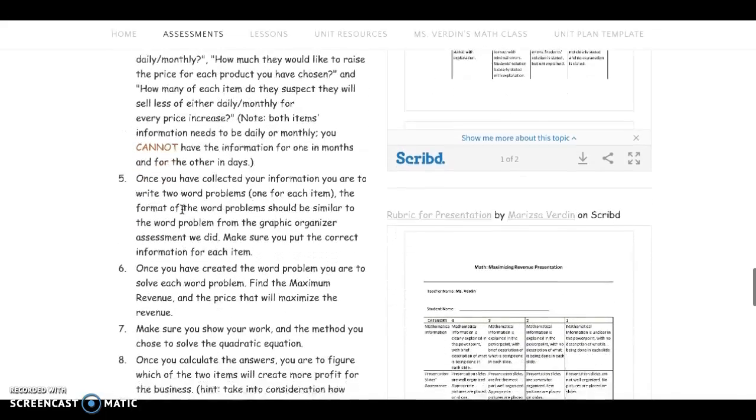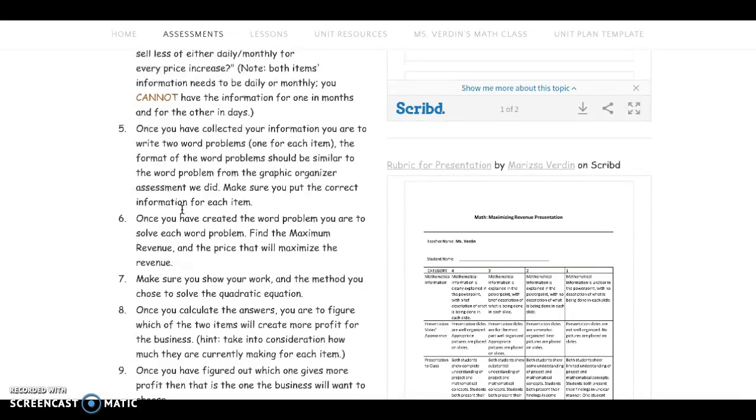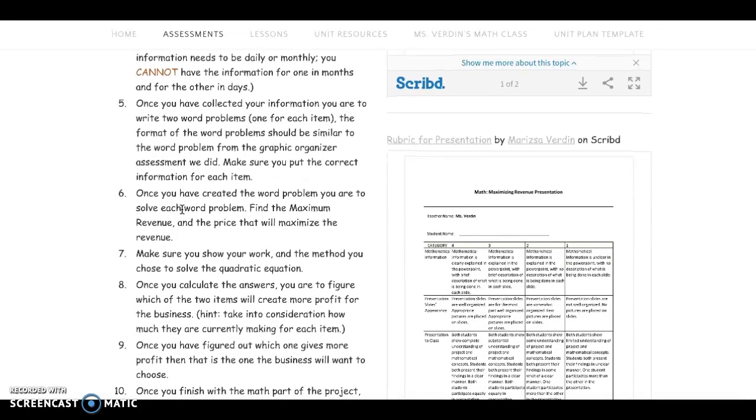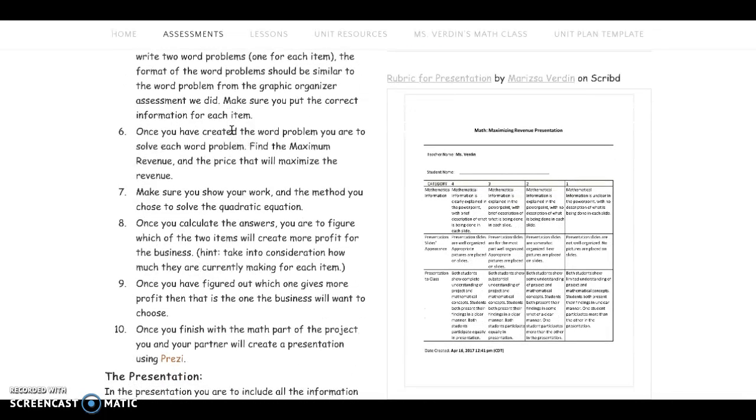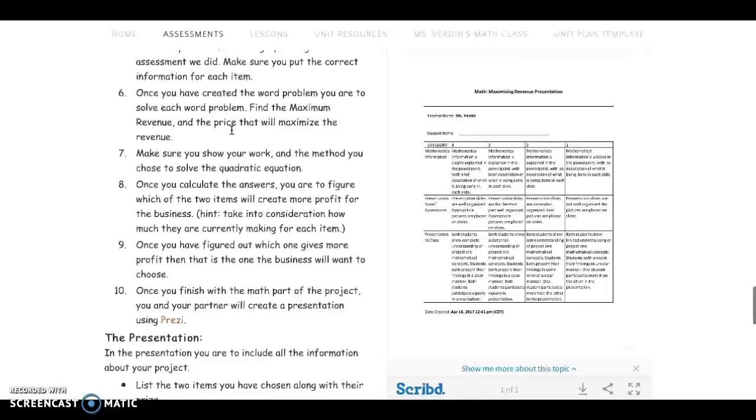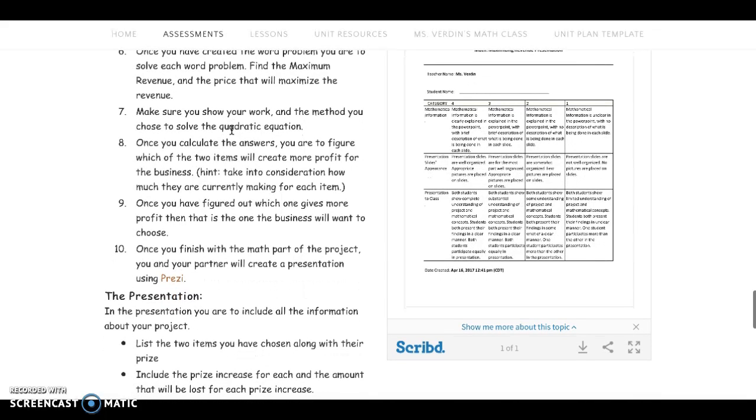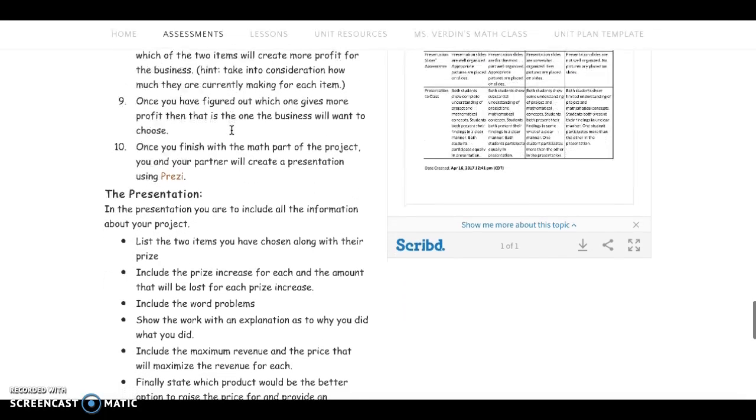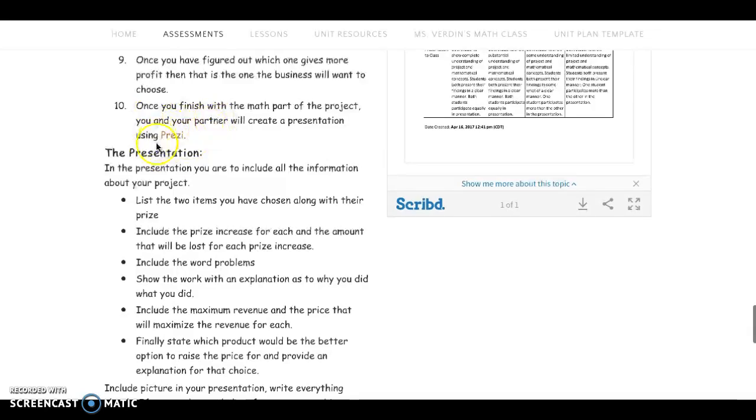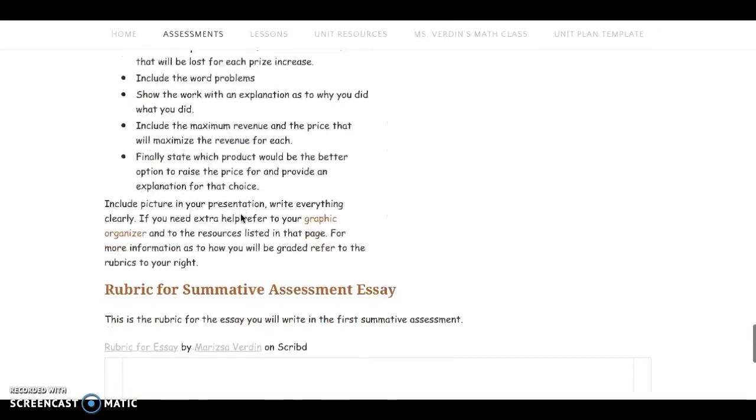Once they have gathered all their information, they would go home and set up some equations, and this is where the graphic organizer, which I will go over shortly, will help them set up these problems and help them find the equations that they need. Then they would apply the completing the square method to solve this word problem and find the maximum revenue and the price that will maximize the revenue as well. Once they have figured all of that out, they would decide which item will provide the maximum profit. They would create a presentation and present their information to the class.